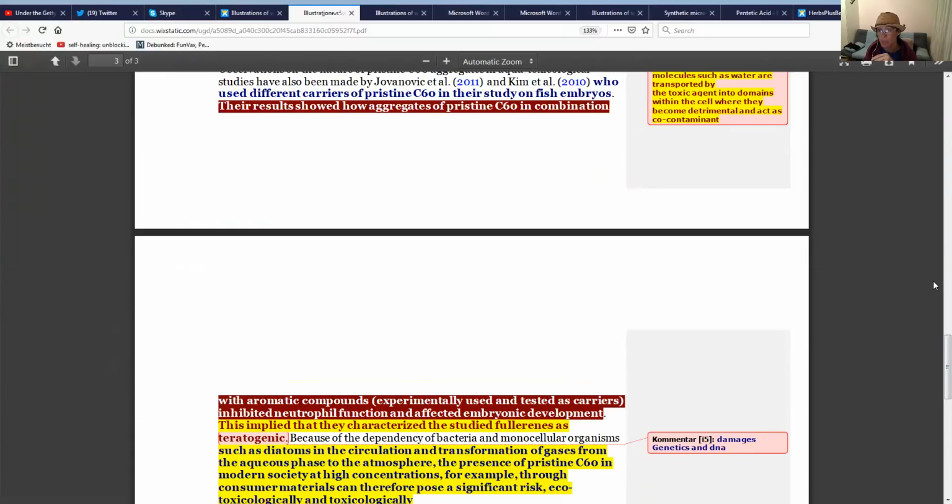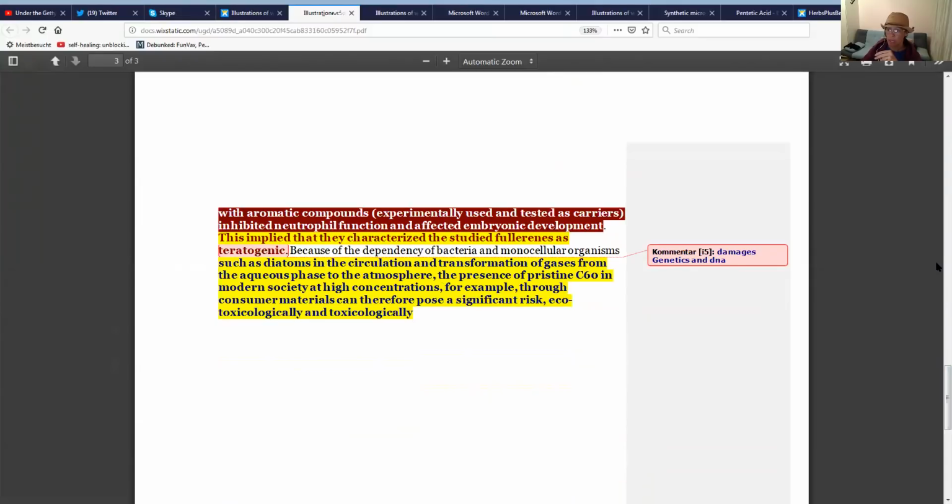Their results showed how aggregates of pristine C60 in combination with aromatic compounds, experimentally used and tested as carriers, inhibited neutrophil function and affected embryonic development. This implied that they characterized the studied fullerenes as teratogenic. It damages genes, genetics, and DNA. That's what teratogenic means.